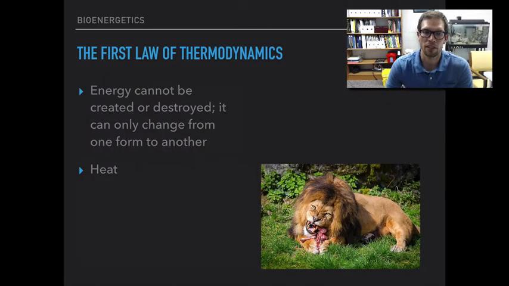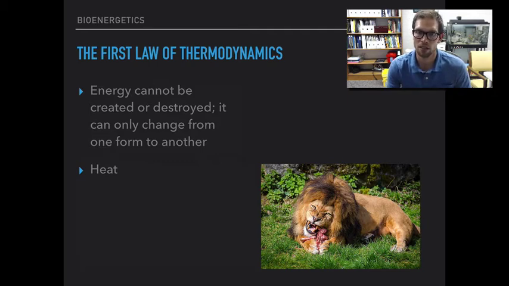This brings us to the first and second law of thermodynamics. The first law of thermodynamics simply states that energy cannot be created or destroyed. It can only change from one form to another. This means that there is a finite amount of energy in the universe, and this energy can only change form from one thing to another.